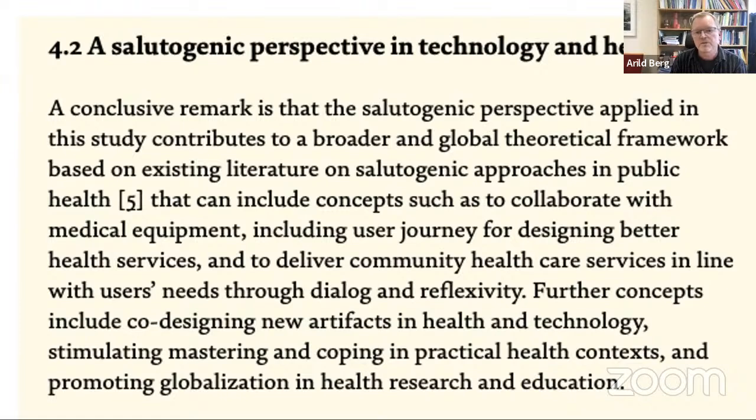Further concepts include to co-design new artifacts in health and technology, to stimulate mastering and coping in practical health contexts, and to promote globalization in health research and education. The study contributes a case study relevant to higher innovation systems globally, and interdisciplinary understanding of a sense of coherence, as described in this study, can strengthen the collaboration between professionals and students in health and technology. The results of the current case study also show the potential for replication of the approach at different sites in various countries.